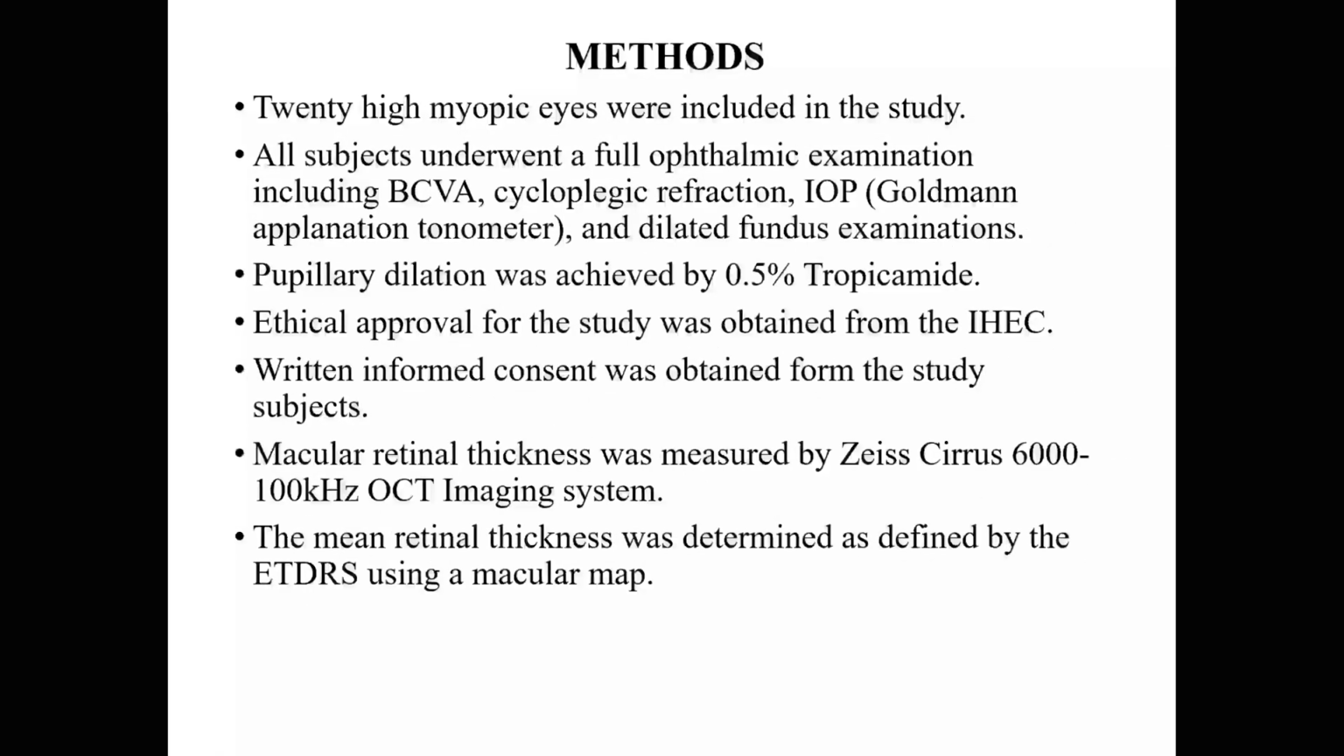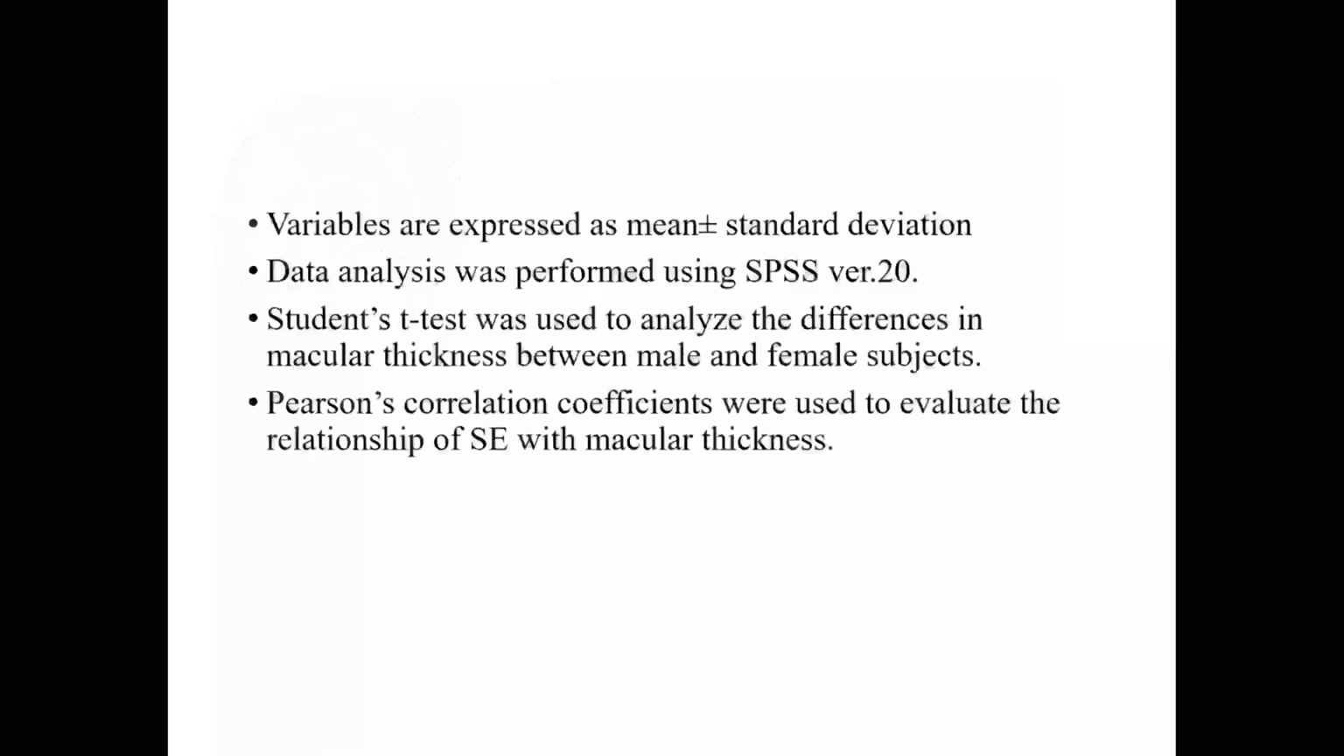Methods: 20 high myopic eyes were included in the study. All subjects underwent a full ophthalmic examination, including BCVA, cycloplegic refraction, intraocular pressure using Goldmann applanation tonometer, and dilated fundus examinations. Pupillary dilation was achieved by 0.5% tropicamide. Ethical approval for the study was obtained from the institutional ethical committee. Written informed consent was obtained from the study subjects. Macular retinal thickness was measured by Zeiss Cirrus 6000 to 100 kHz OCT imaging system, and the mean retinal thickness was determined as defined by the ETDRS using a macular map. This is the macular map which was used for the study.